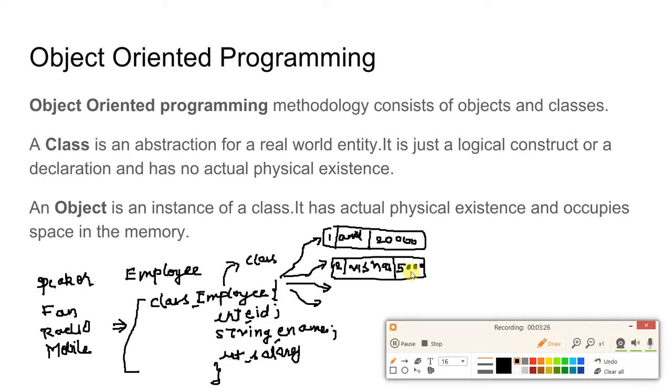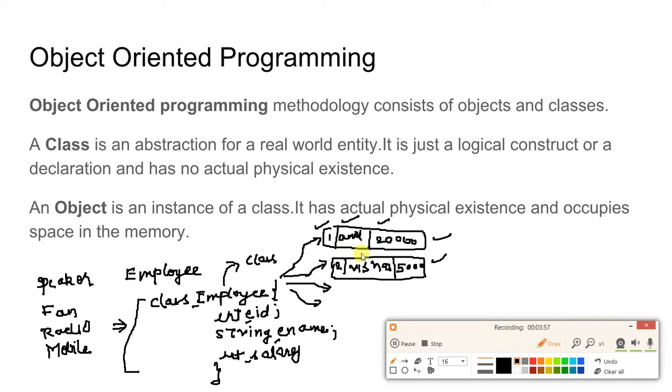These are all objects of the class. The class is just a declaration, and these objects are now occupying memory, because each has some employee ID, some name, and some salary. We need some kind of variable to hold all these values. That is why I say an object of a class always occupies some memory, or an object has actual physical existence.